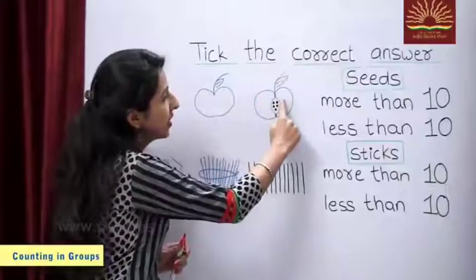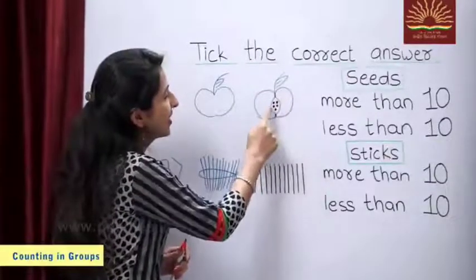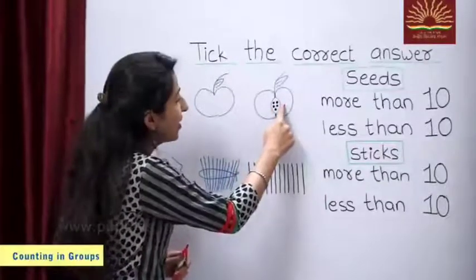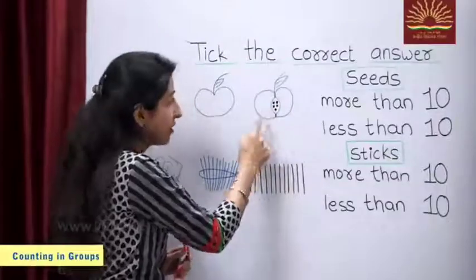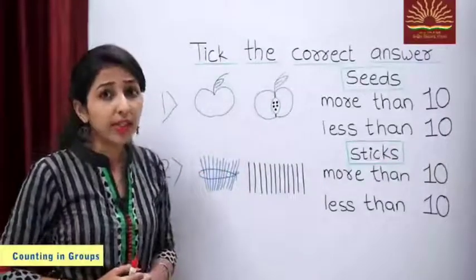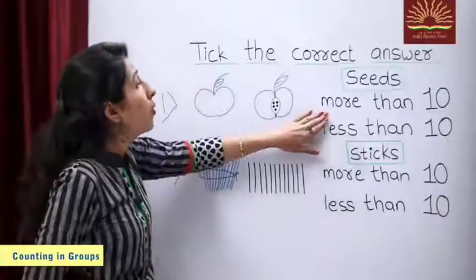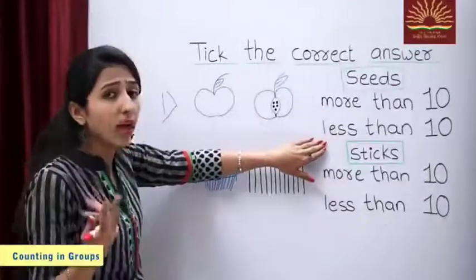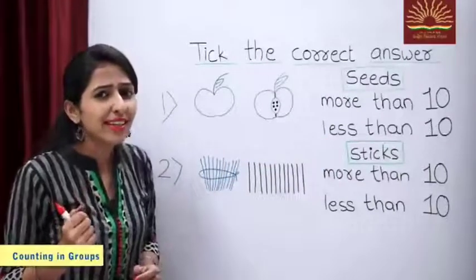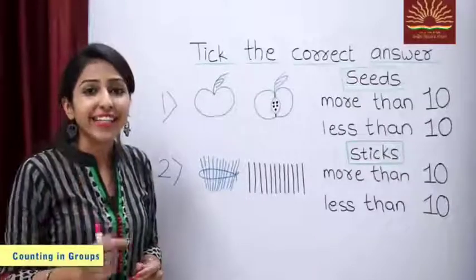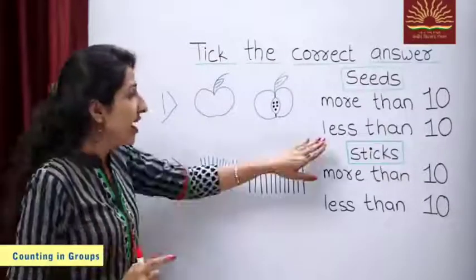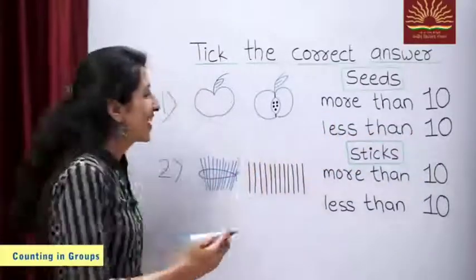1, 2, 3, 4 and 5. So this apple has 5 seeds. Tell me, students, 5 is more than 10 or less than 10? Tell me. Correct. 5 is less than 10. So this apple has less than 10 seeds.